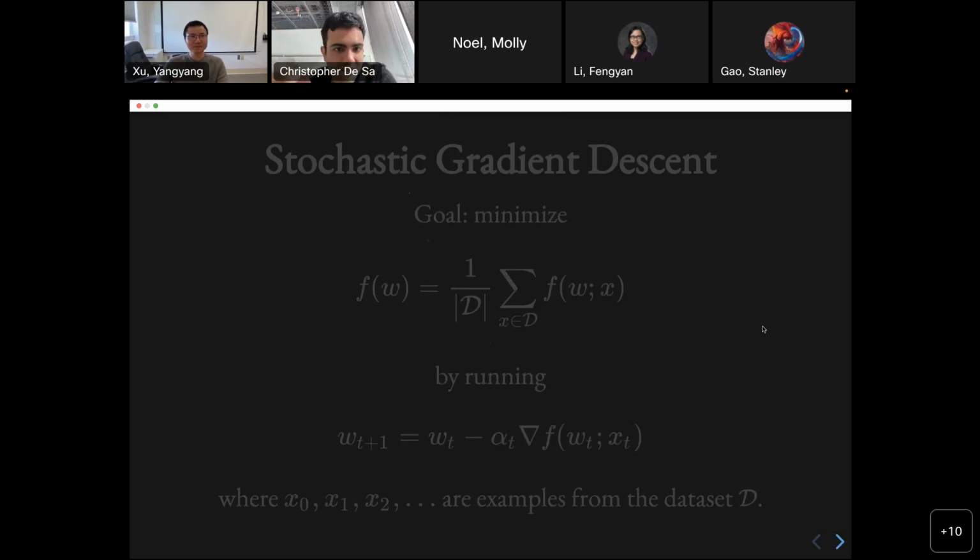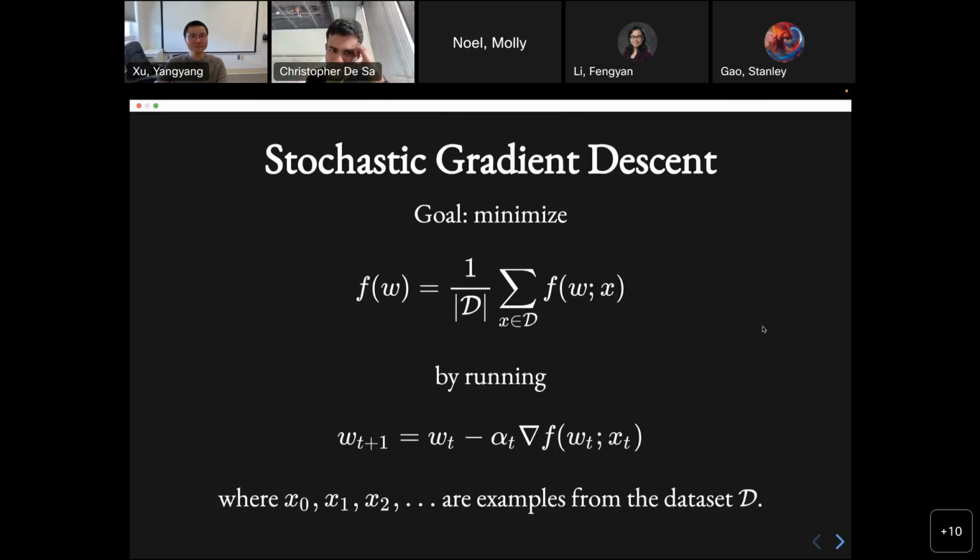So here's kind of the overview of why you should care about data orderings for stochastic gradient descent. You're hopefully all familiar with stochastic gradient descent, right? You have some objective. The objective is typically written as a sum of sub-objectives over a data set. So in machine learning, this is typically empirical risk minimization.